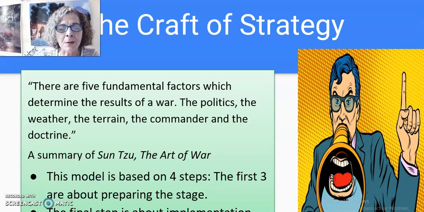This is a summary of Sun Tzu from The Art of War. He says there are five fundamental factors which determine the results of a war: the politics, the weather, the terrain, the commander, and the doctrine. The graph of strategy is a model based on 4 steps. The first 3 steps are about preparing the stage, which we talked about in the previous chapter. And the final step is about the implementation of your plan.